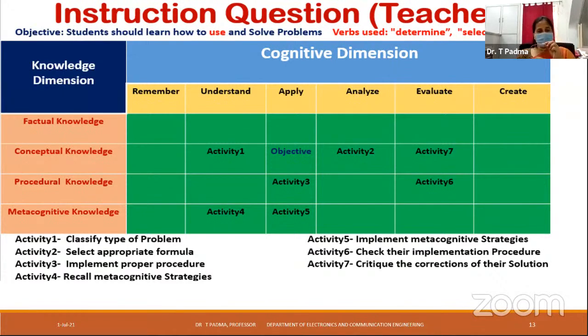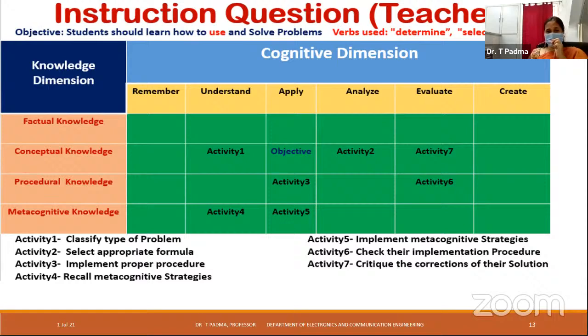So coming to the activity 4. Activity 4 is the metacognitive knowledge, from where it is already memorizing. And from the understand level, we are trying to reconnect what are the things that we have learned and how that is suitable to solve any of the problems. So from the understanding level, we are trying to recollect, and from the metacognitive knowledge, we are trying to implement. So that is the activity 4.